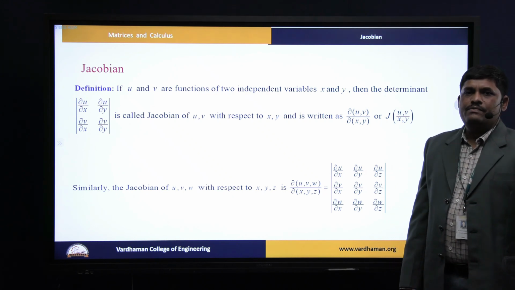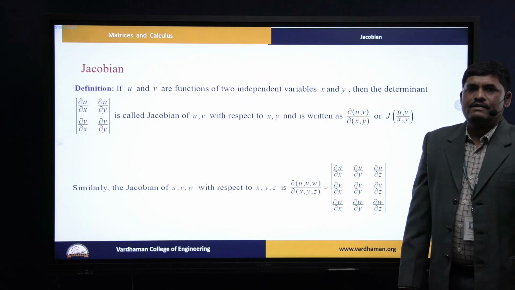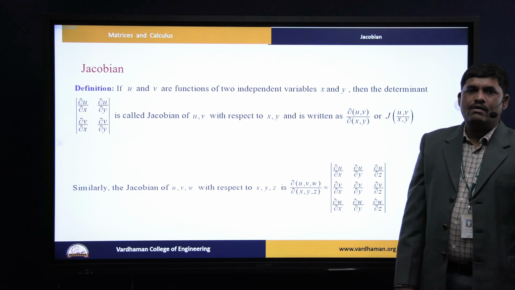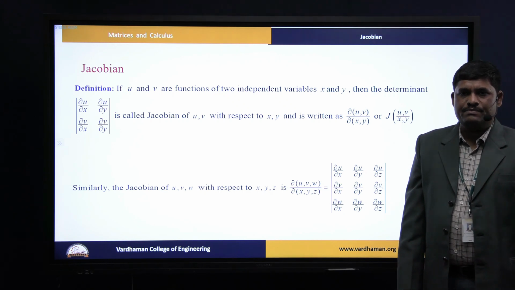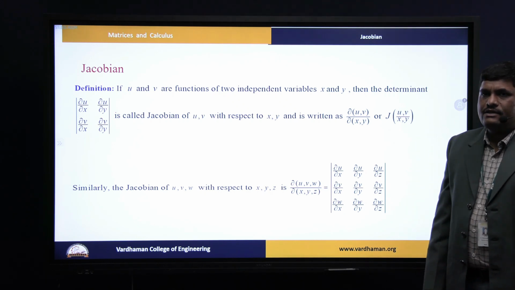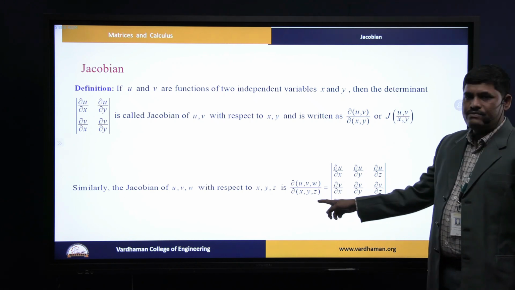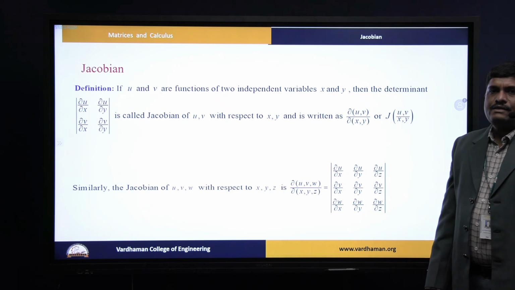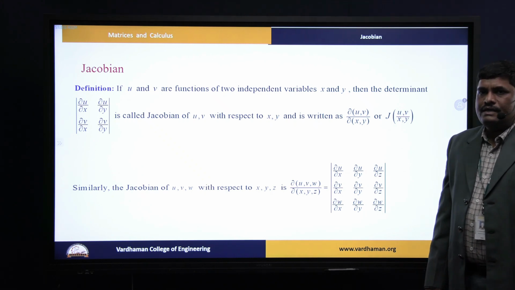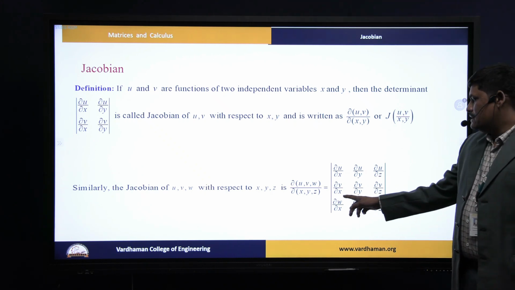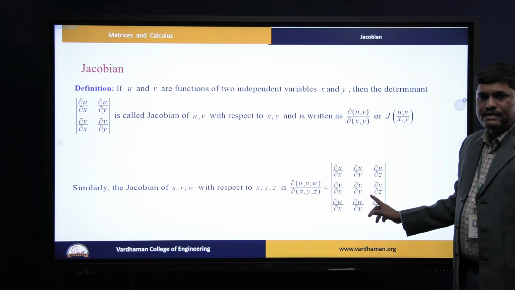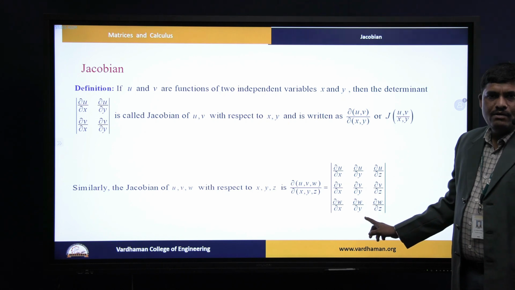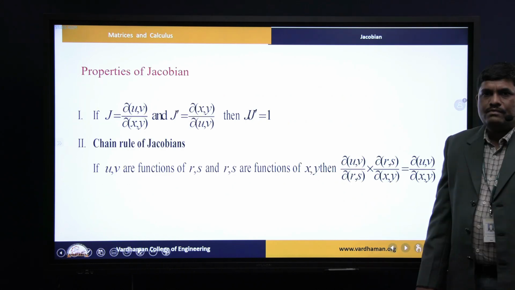Similarly, if three functions u, v, w of three variables x, y, z are given, then the Jacobian of u, v, w with respect to x, y, z is the determinant with rows ∂u/∂x, ∂u/∂y, ∂u/∂z; ∂v/∂x, ∂v/∂y, ∂v/∂z; and ∂w/∂x, ∂w/∂y, ∂w/∂z.